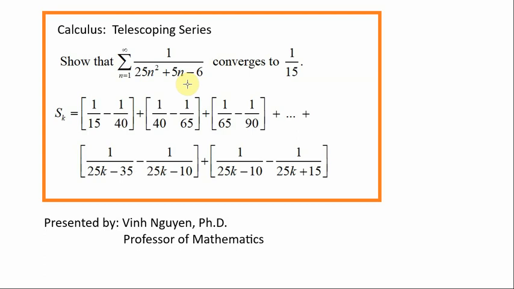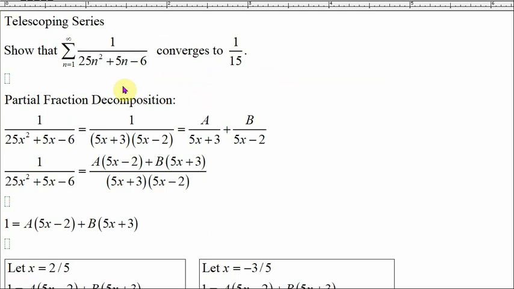Here we have an infinite series with the expression 1 over 25n squared plus 5n minus 6, and I want to show that this infinite series converges to 1 over 15. So the first thing we want to do is decompose the expression 1 over 25n squared plus 5n minus 6.